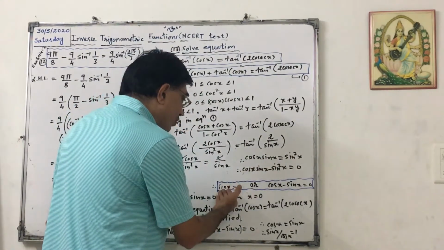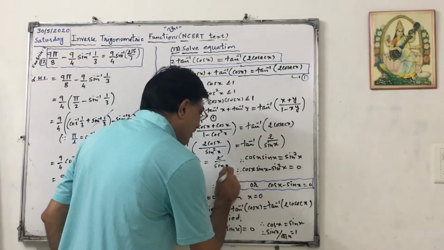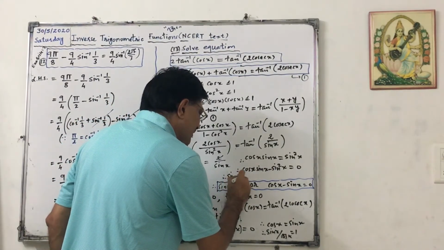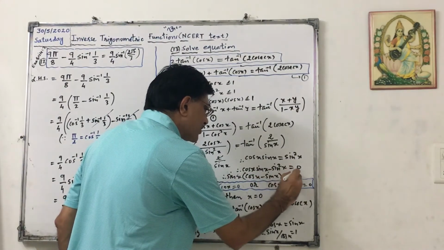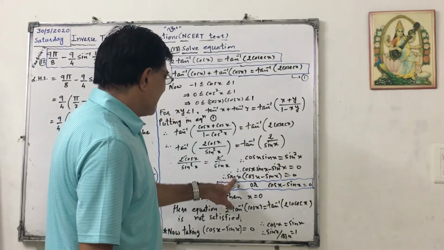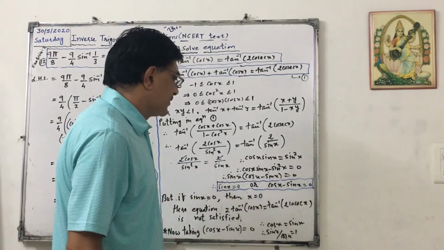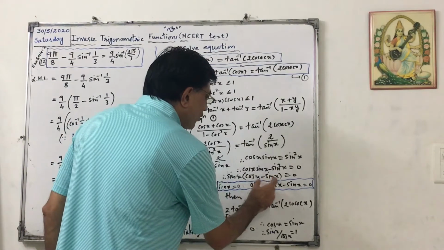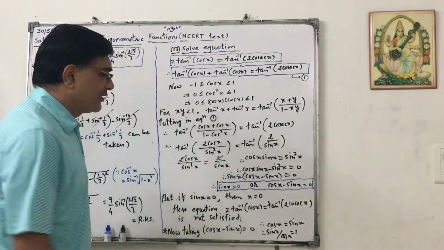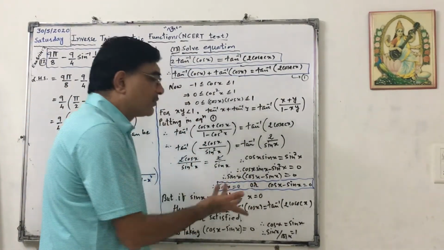So sin x will be common. Therefore sin x in bracket (cos x minus sin x) equals 0. So product of sin x and cos x minus sin x is 0. So there are two possibilities. Either sin x is 0 or cos x minus sin x equals 0. Here or means both also can be 0.